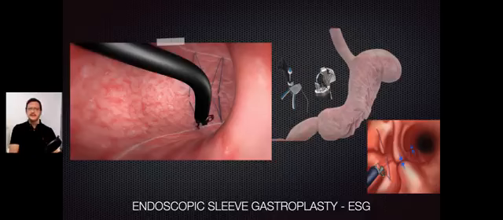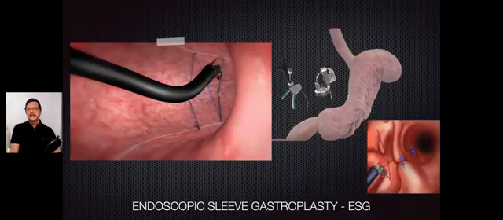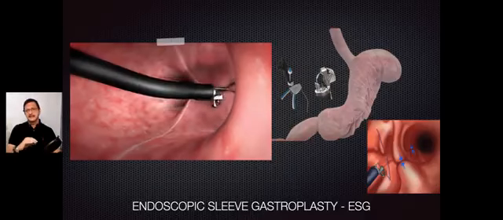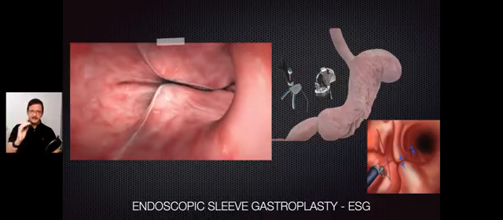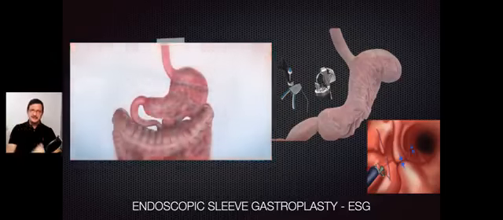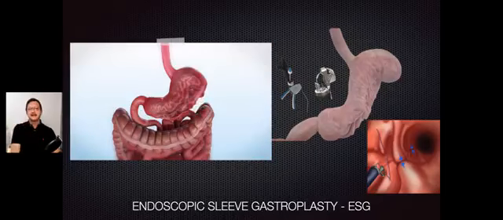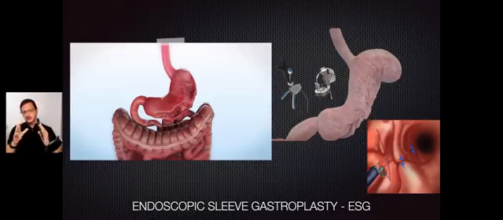Then we drop the needle, it acts like an anchor, and then we have a cinch device that looks like a pusher, and we fire another clip. So with that, we can modify the anatomy of the stomach. The intention here is just to work on the greater curvature and on the proximal part of the fundus.